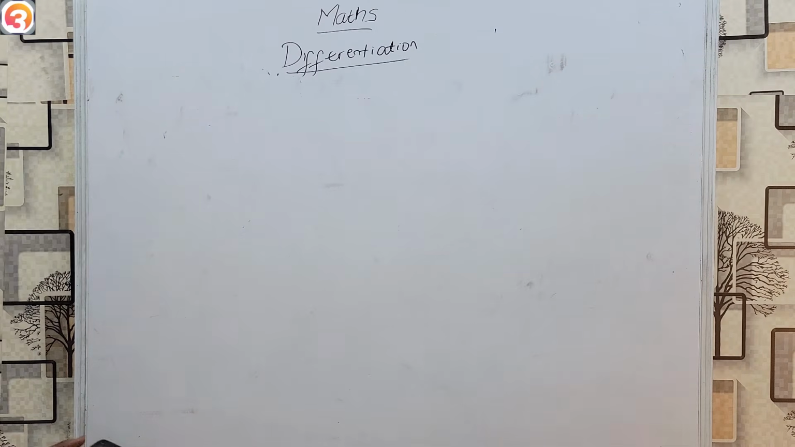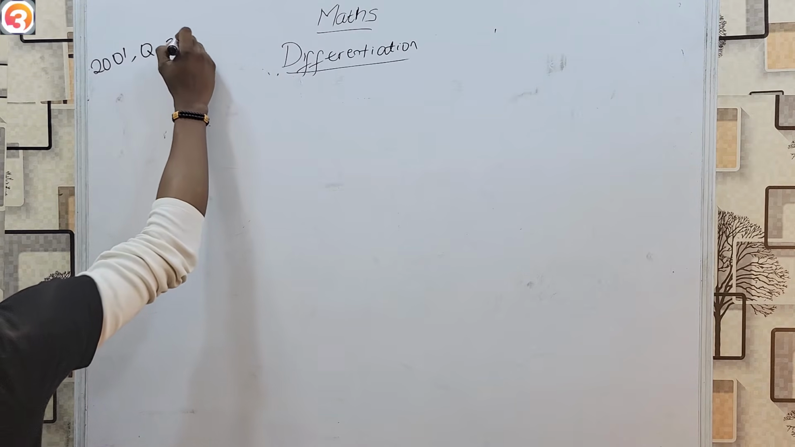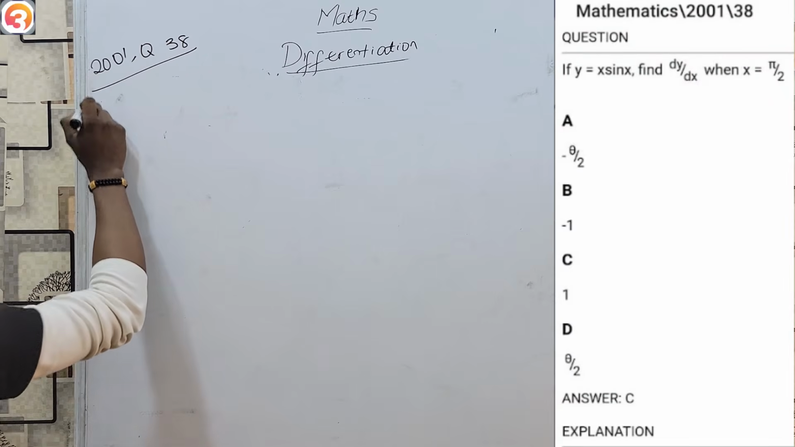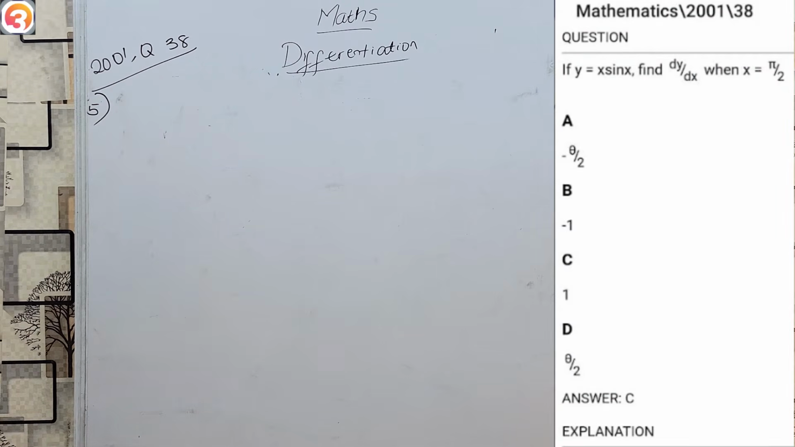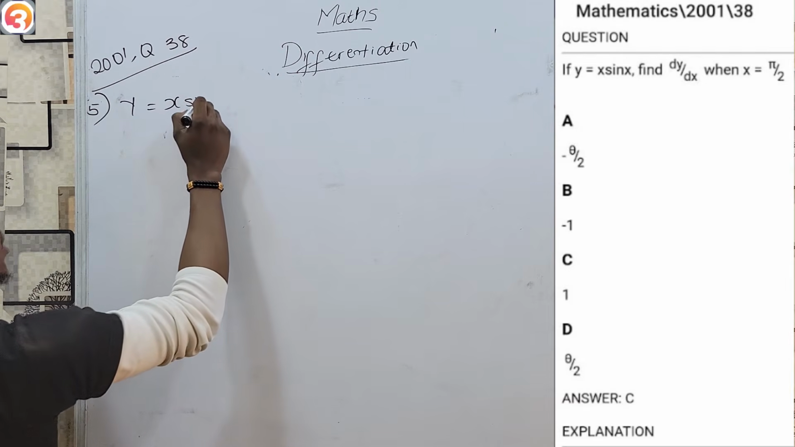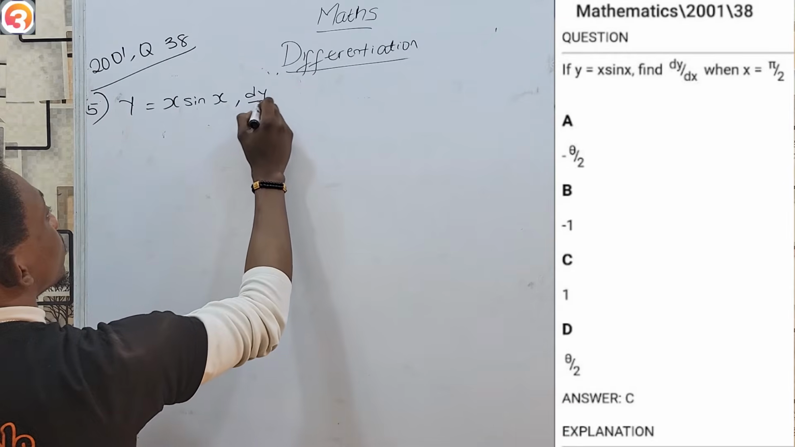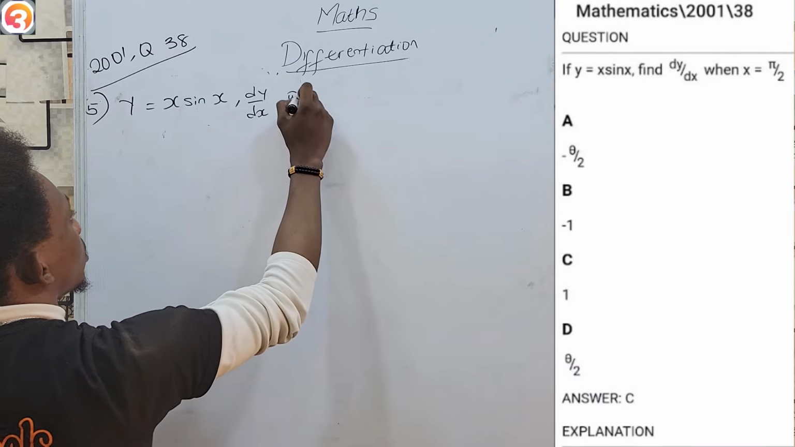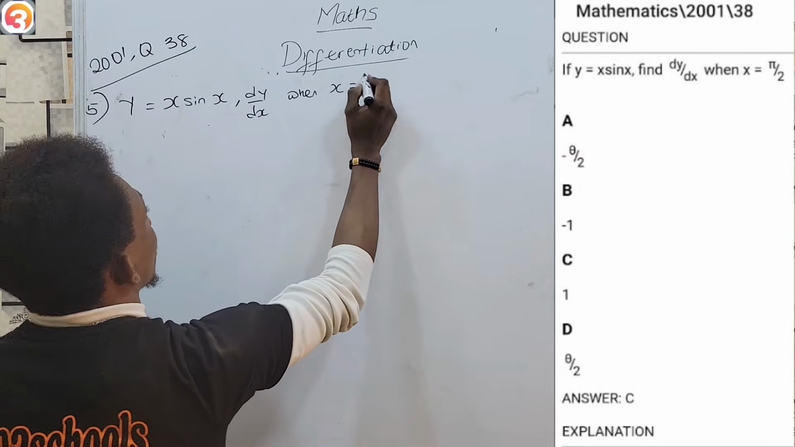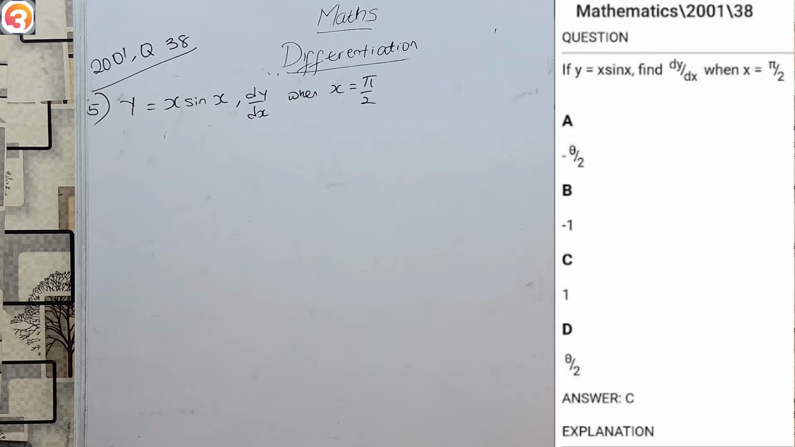this one is from the year 2001, and this is question 38. 2001, question 38, and it says, if y equals x sine x, find dy dx when x equals pi over 2. So let's see, y is equal to x sine x.